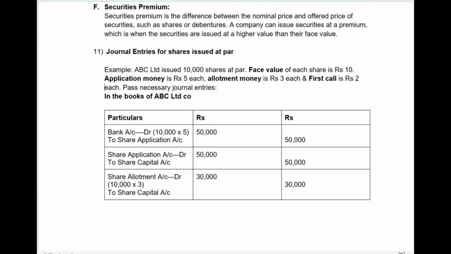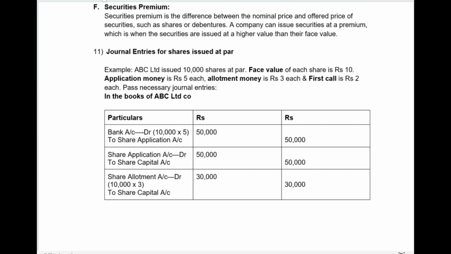Pass the necessary journal entries. So what is given in this problem? Let us understand in simple terms. ABC Limited is a company, and this company issued 10,000 shares in the market at par. Here the par value is equal to face value, so the face value is also written as par. The face value of each share is rupees 10 each.